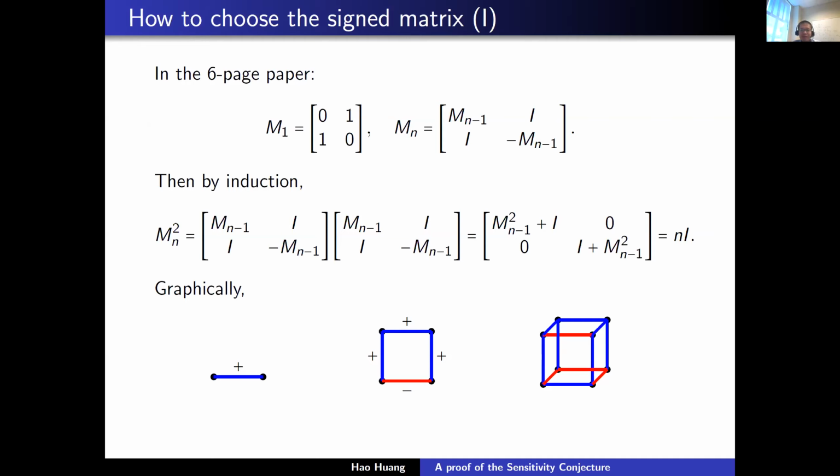So now to help you better understand this signing, I put some graphs here. This is the one-dimensional cube, so I just keep the sign. For a two-dimensional cube, I just flip the sign on one of its edges. And that's a three-dimensional cube. You put this two-dimensional cube on the top, and you put another copy with all the signs flipped on the bottom. For the vertical edges, you just put the positive sign. And then you just recursively define it.